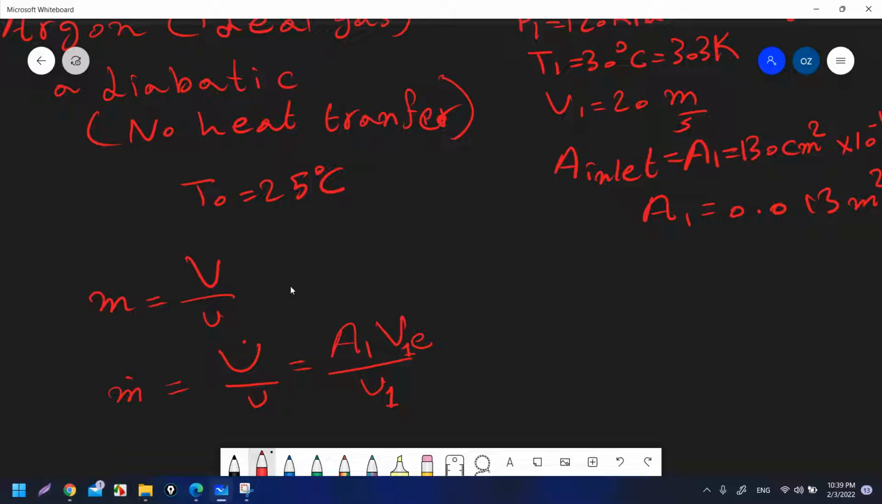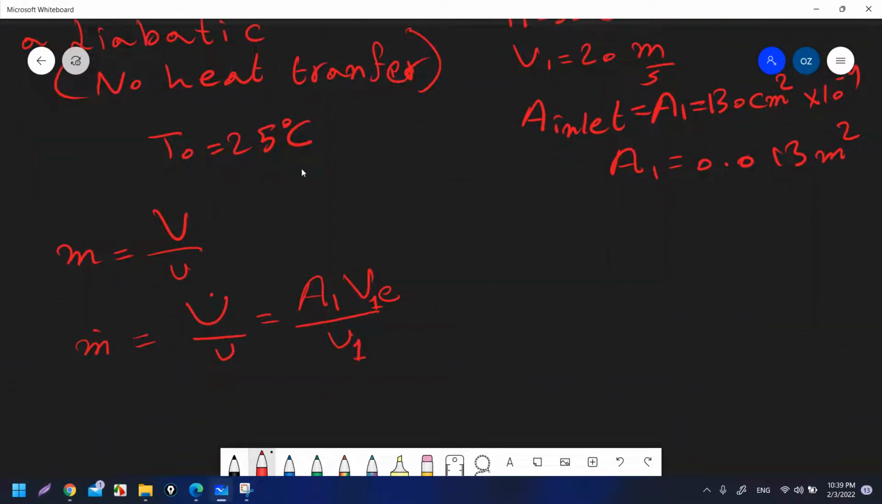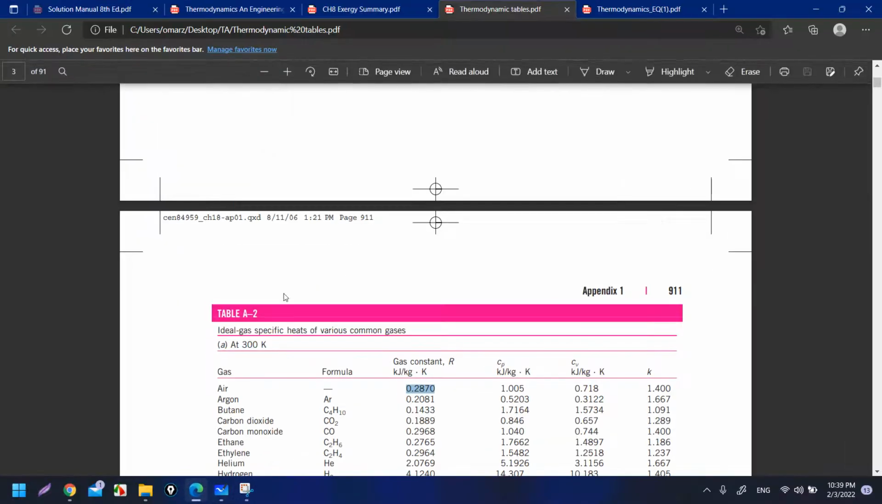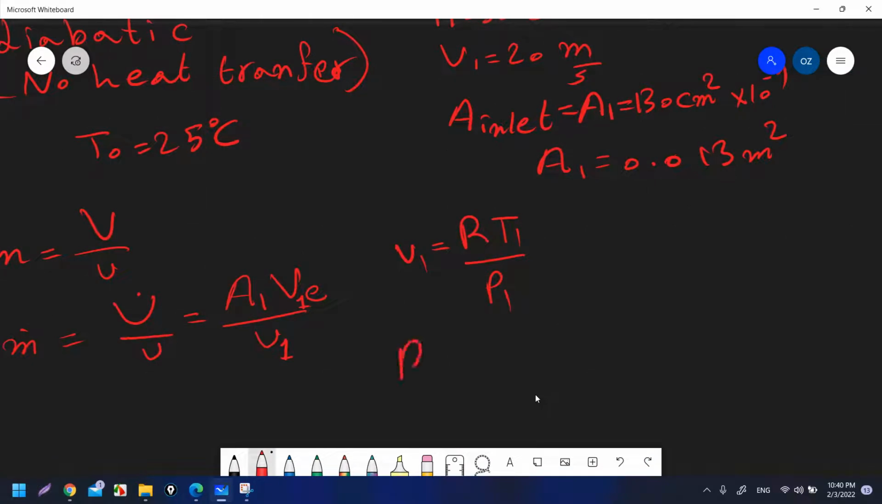How can I find the specific volume? I don't have steam or refrigerant, so I can't use the tables. It is an ideal gas, so I have to use the ideal gas equation. So v is equal to RT over P, and that is v1, with T1 and P1. R for argon, you can find it from table A-1, is 0.2081. So R is 0.2081 kilojoule per kilogram Kelvin. That is for the mass flow rate.